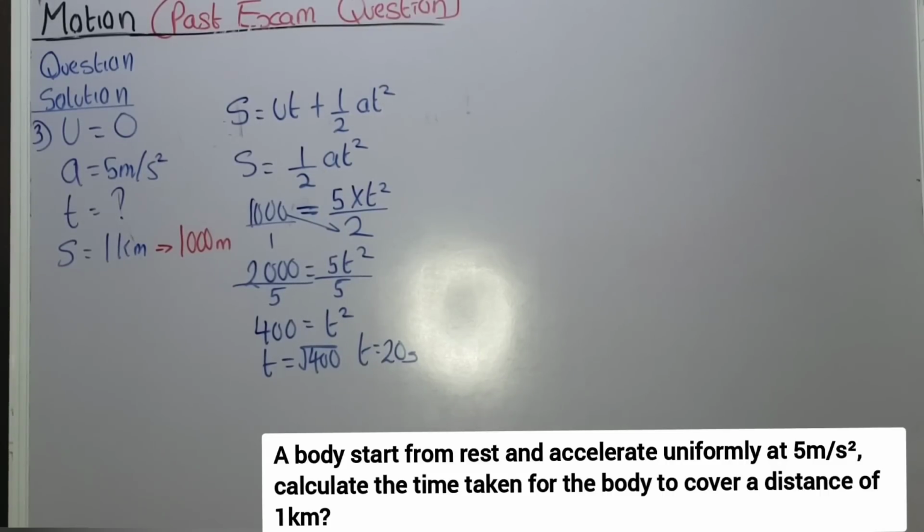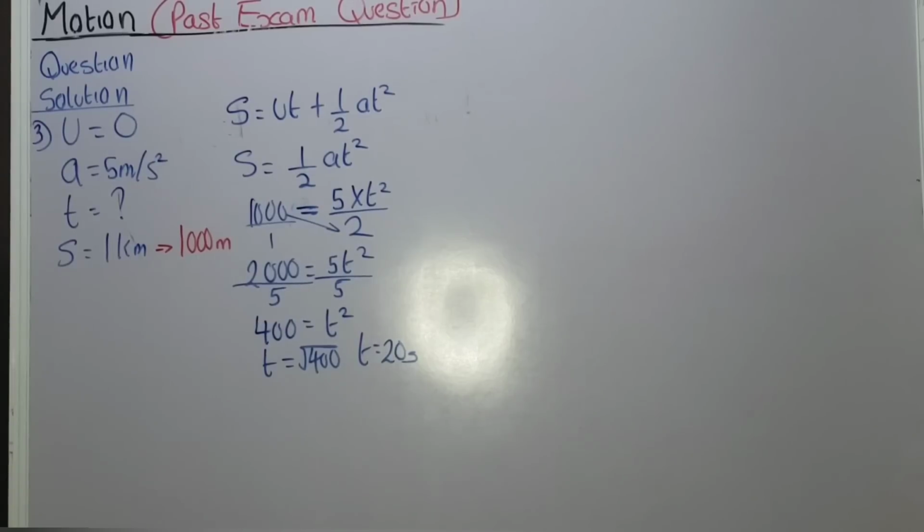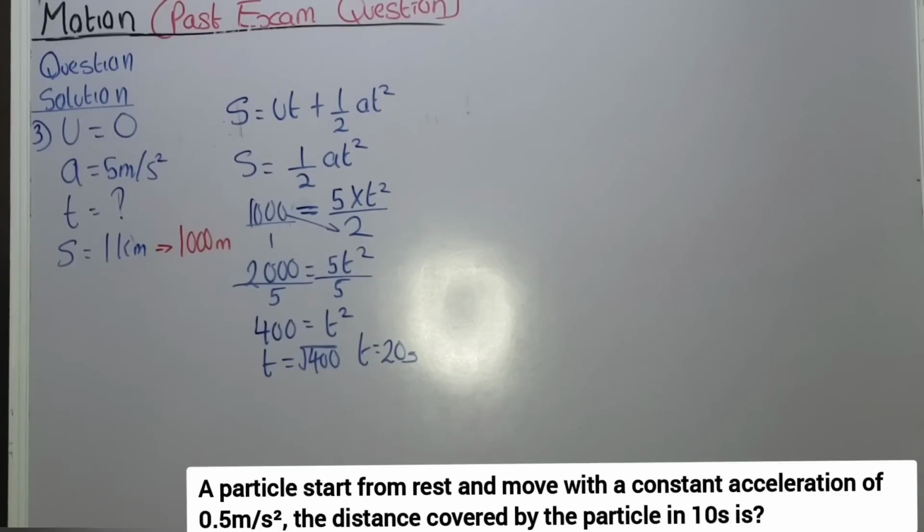You understand? Okay, so let's have the last worked example, the last question for this class. A particle starts from rest and moves with a constant acceleration of 0.5 meter per second squared. The distance covered by the particle in 10 seconds is dash. A 2.5 meter, B 5.0 meter, C 25.0 meter, D 50.0 meter. Okay, that is question 4.